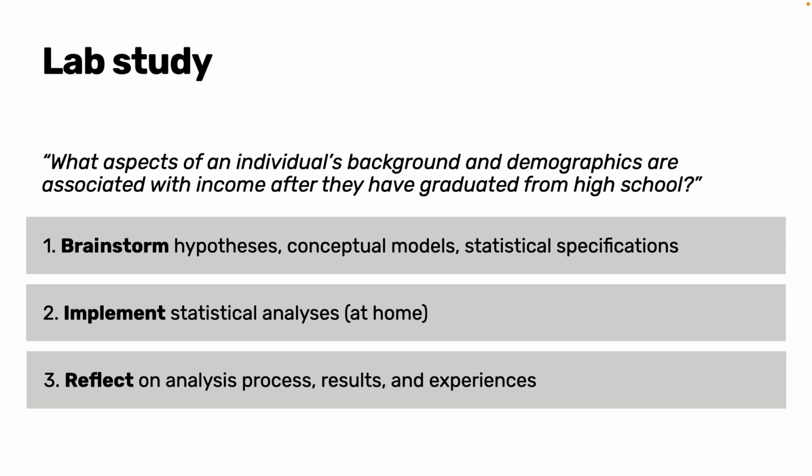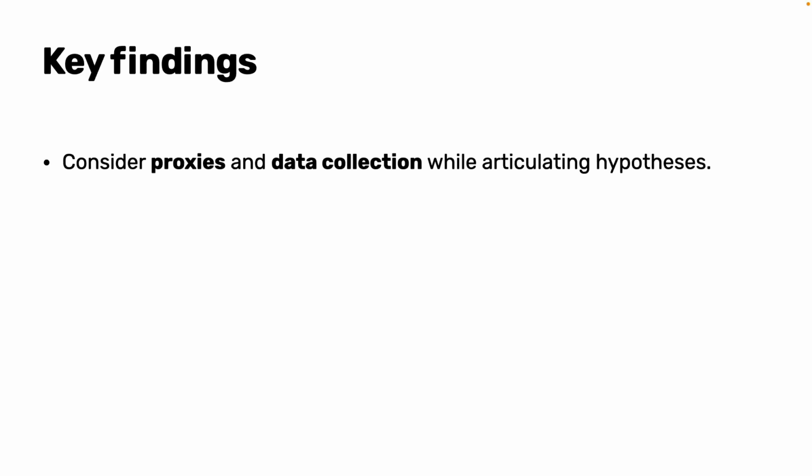In the three-part study, we first asked participants to brainstorm hypotheses, conceptual models, and statistical specifications in the lab, and then implement these statistical analyses at home, and then come back to the lab in order to reflect on their analysis process, their results, and their experiences. Some key findings from our lab study include a reiteration, as from our content analysis, that researchers focus on proxies and data collection when articulating hypotheses, thinking about surveys or other available data sets, for example.